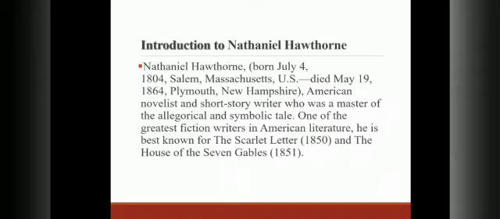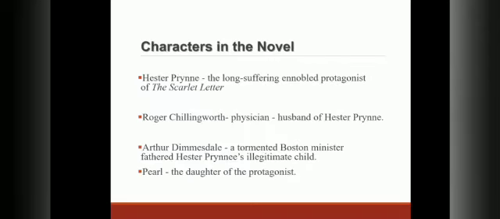Nathaniel Hawthorne was born on July 4th, 1804 in Salem, Massachusetts in the USA. He is a famous American novelist and short story writer, who is a master of allegorical and symbolic tales. He is one of the great novelists in American literature. His famous works are The Scarlet Letter and The House of Seven Gables. And he died on May 19th, 1864.